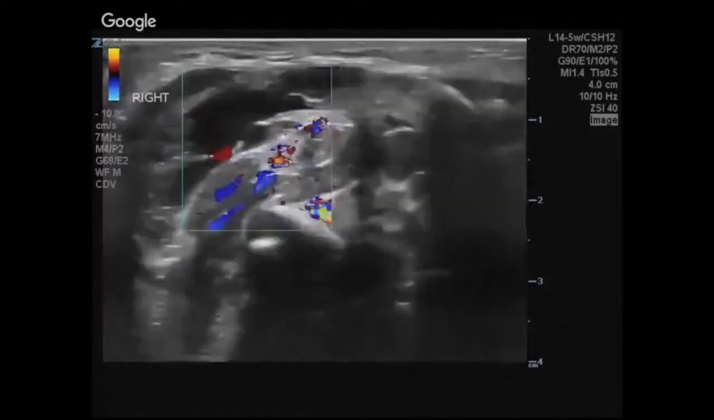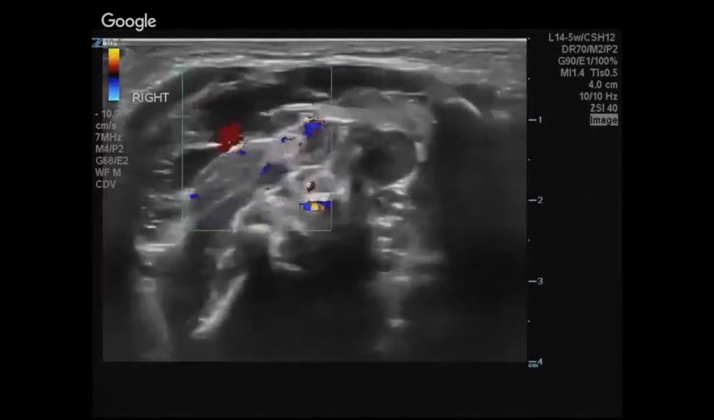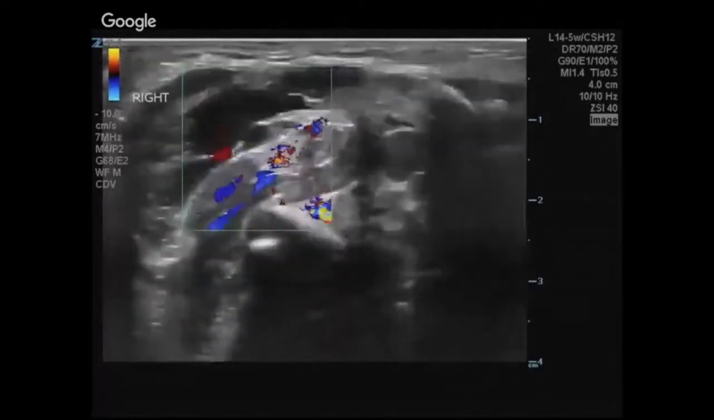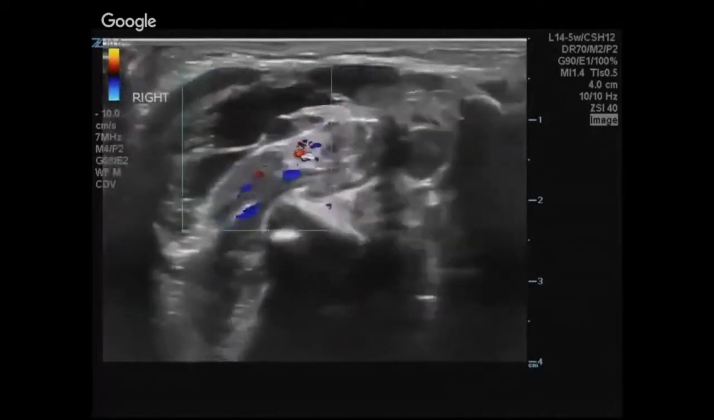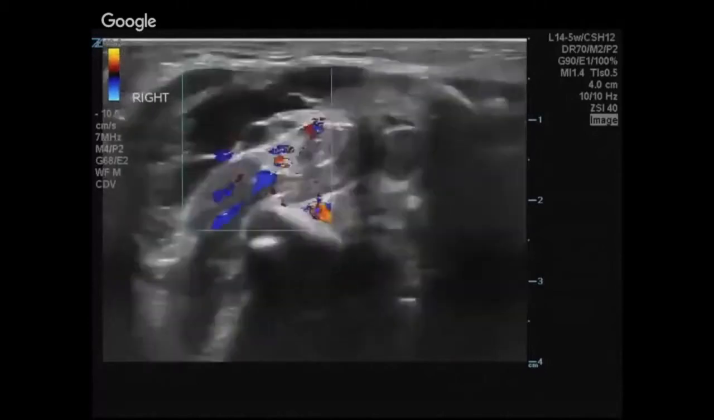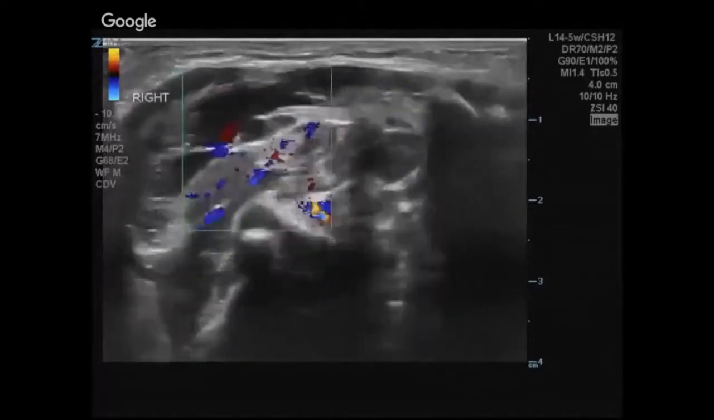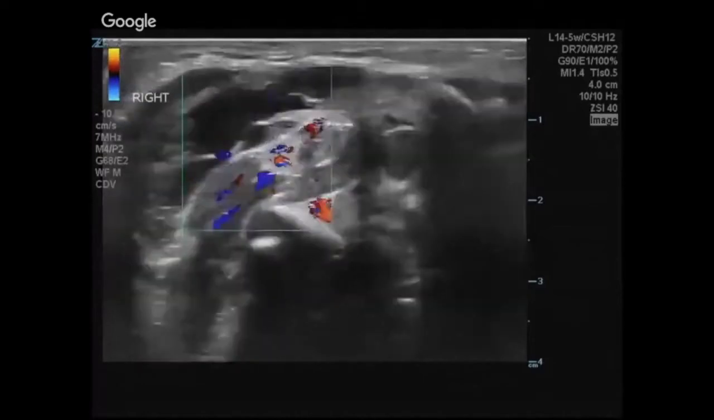So there is no flow in the structure. There is flow around it, but nothing inside the structure. So that's how you can define lymphatic malformation compared to a venous malformation or an arterial malformation where you're going to get some flow. It can be challenging with a patient that moves a lot, for sure.